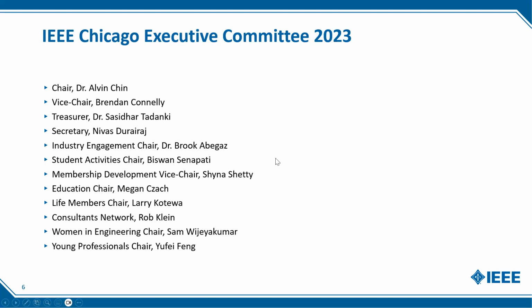So for this year, here's the Chicago Executive Committee. So I am the chair. We have our vice chair, Brendan Connolly. We have our treasurer, Sasi Dartadanki, our secretary, Neva Duraraj, our industry engagement chair, Brooke Abagaz, our student activities chair, Biswan Senapati, our membership development vice chair, Shaina Shetty, our education chair, Megan Zach, our life members chair, Larry Kotewa, our consultants network chair, Rob Klein, women in engineering chair, Sam Vijay Kumar, and young professionals chair, Yufei Feng.